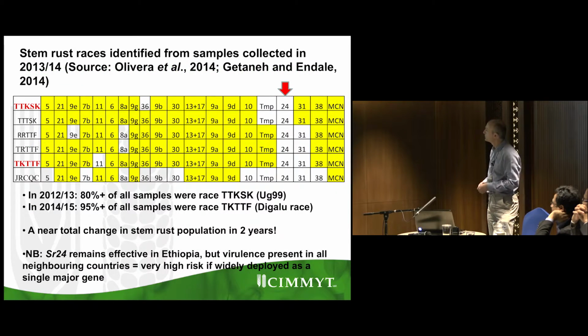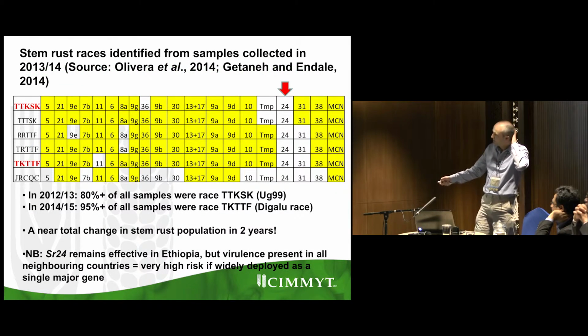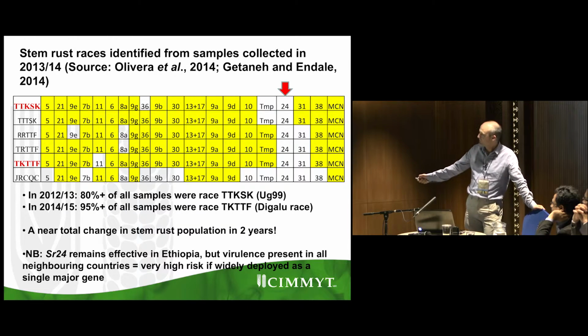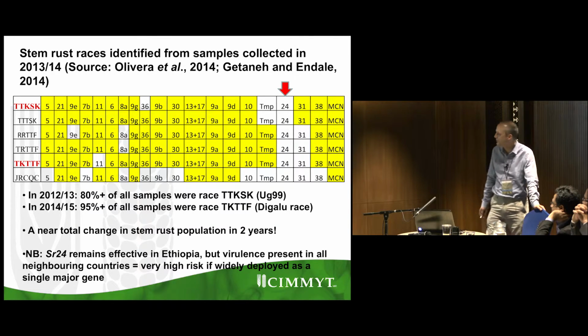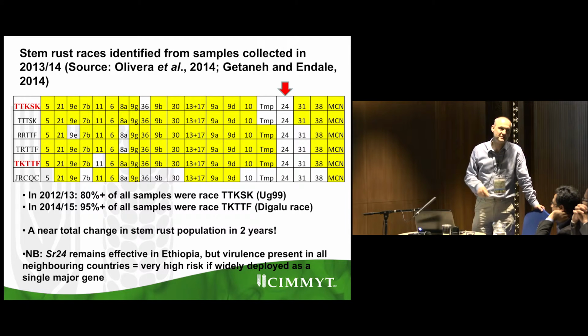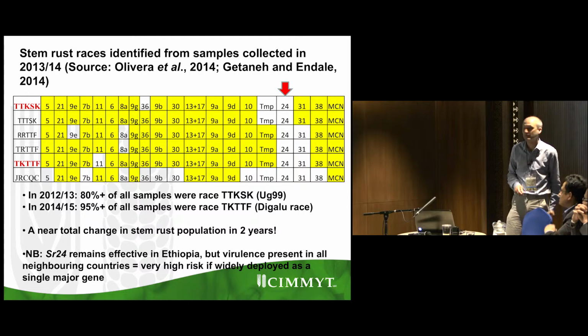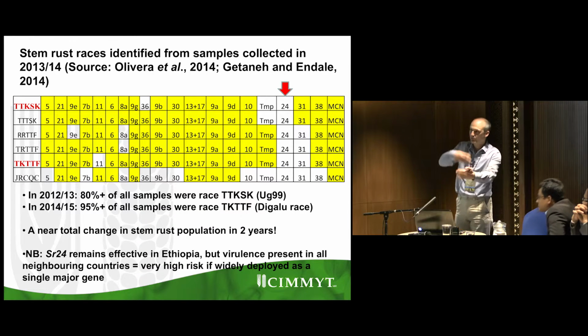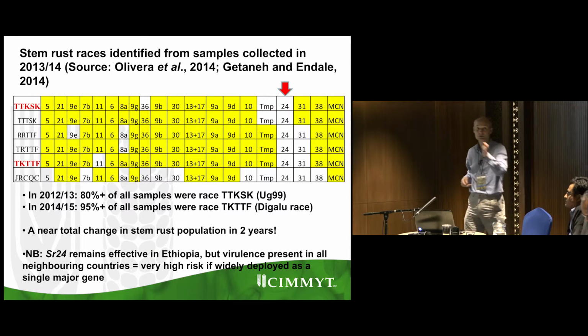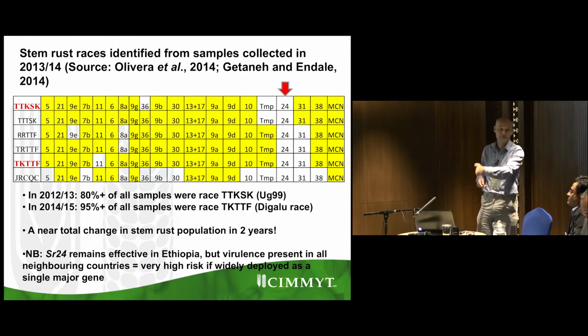And just a little bit more to highlight this. These are the predominant races that we now have in Ethiopia. So the original UG99, and then now the Digaloo race, TKTTF, these are the main ones. On the North American differentials, you can see out of those, 24 is basically the only one of those genes that's now effective in Ethiopia. And we've seen this almost complete change in the stem rust population from the UG99 to the non-UG99 TKTTF.